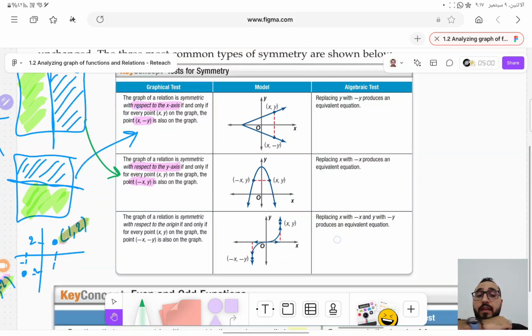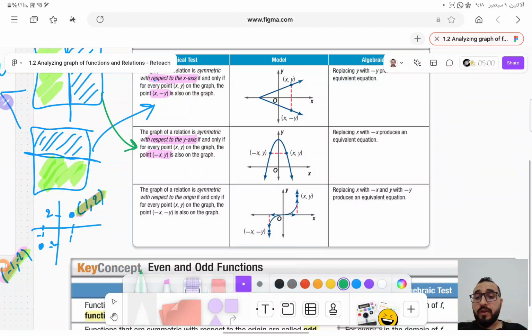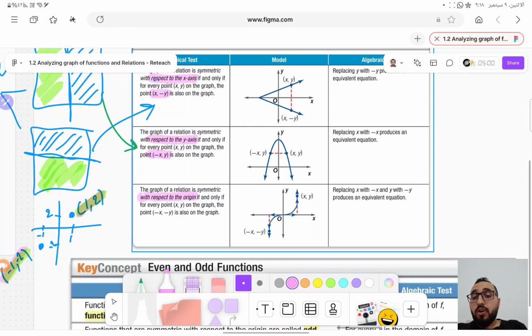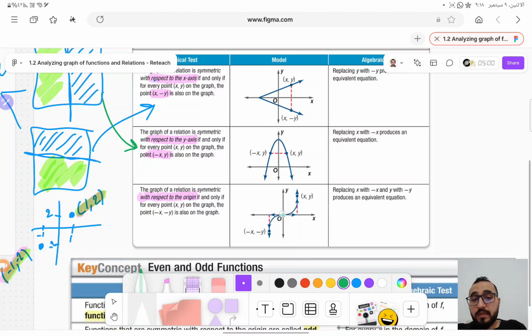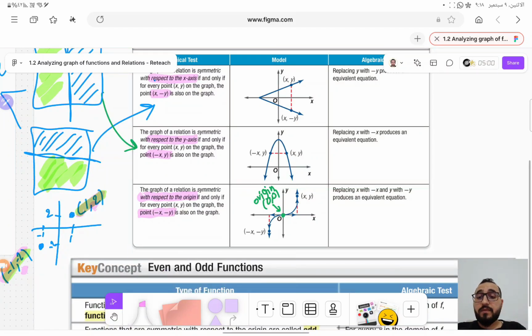Now the last one is with respect to the point, or the origin. What is the meaning of origin? Origin means this point here, 0 and 0. As I explained, the numbers will be the same except the sign will be different. So that's what you can see, -x and -y.